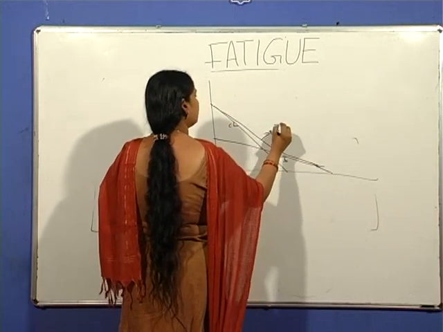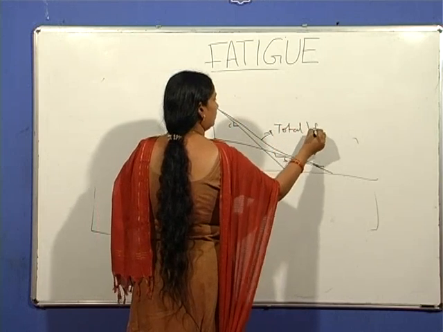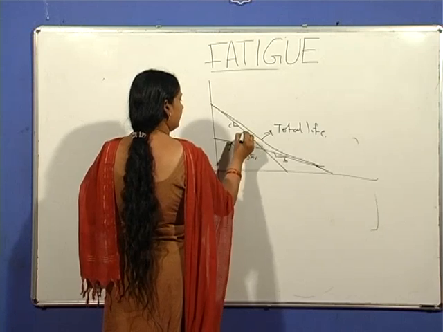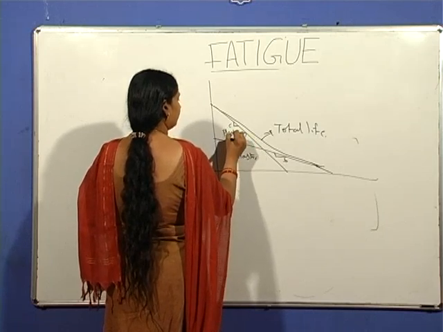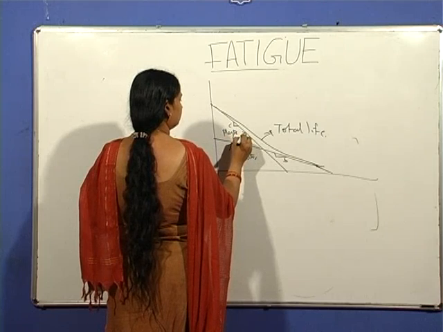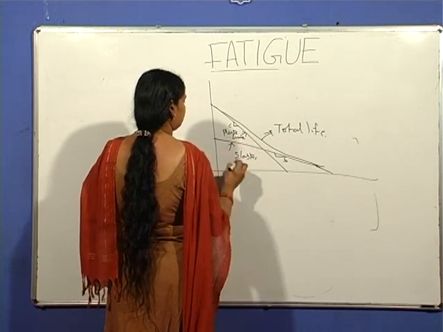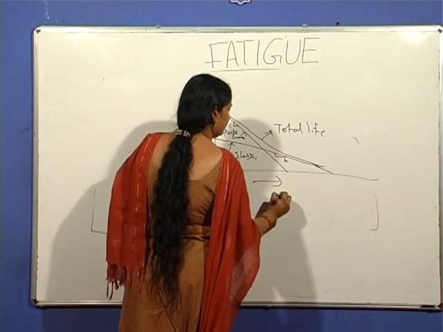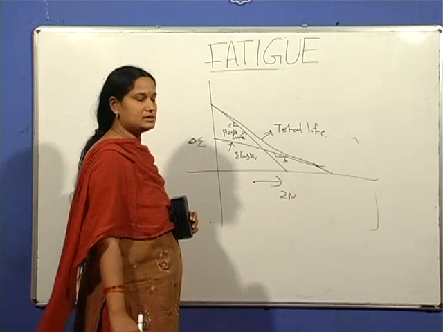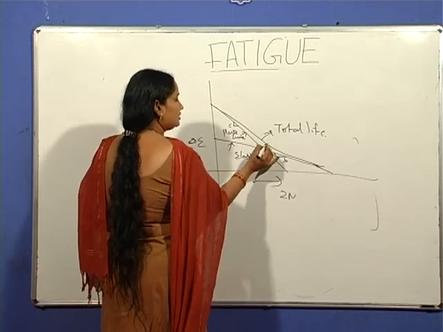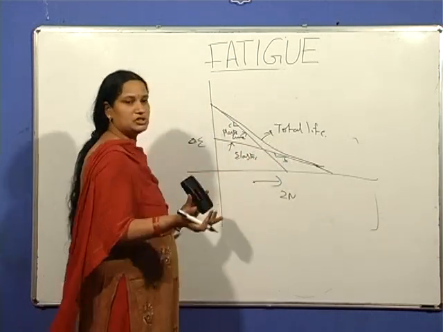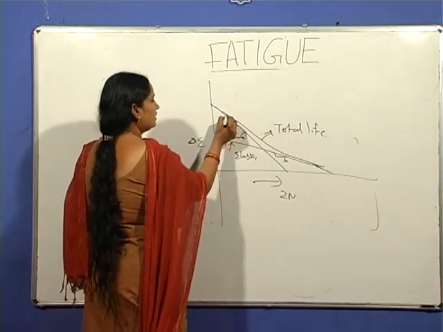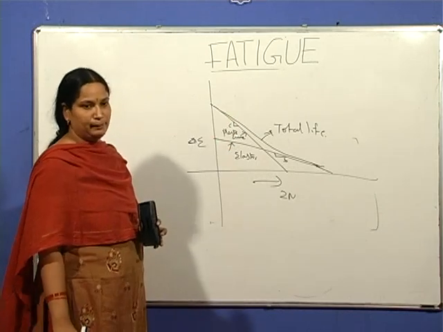This is the case of total life, a combination of both high cycle and low cycle fatigue. This is the elastic curve and this is the plastic curve. This is the total strain range and this is the number of reversals. So this strain life curve, which is a combination of both high cycle fatigue and low cycle fatigue, tends towards the plastic strain amplitude.